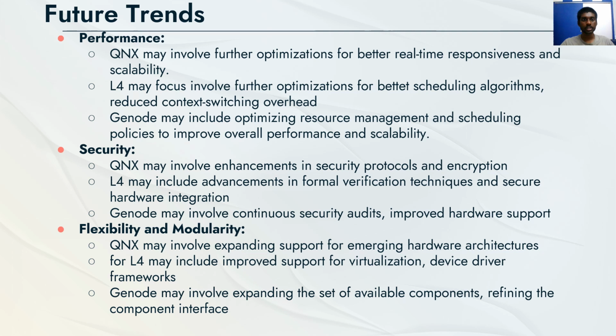Let's discuss future trends. Performance. QNX may involve further optimization for better real-time responsiveness and scalability. L4 may focus on improving performance through enhanced scheduling algorithms, reduced context switching overhead, and efficient inter-process communication mechanisms. GENODE may include optimized resource management and scheduling policies to improve overall performance and scalability.